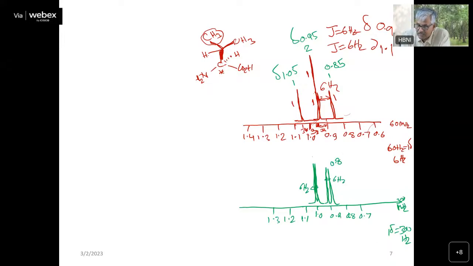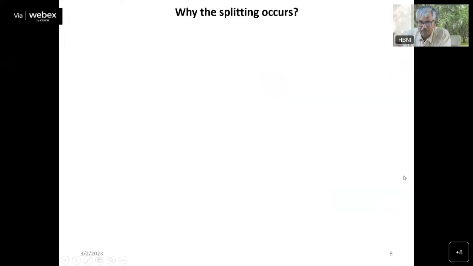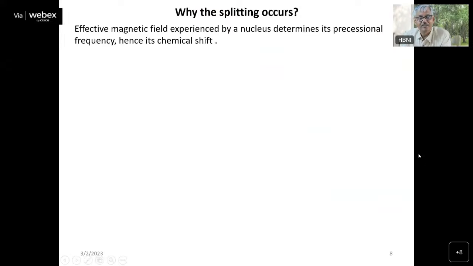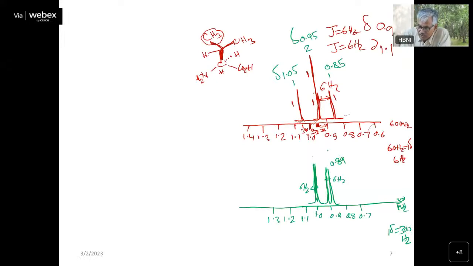So 3 hertz is 0.89, and this will be your 0.91. This will be 0.99 and 1.01. See, if you see in the earlier case the chemical shift values, if you consider the delta values, you see that's why there is overlap.